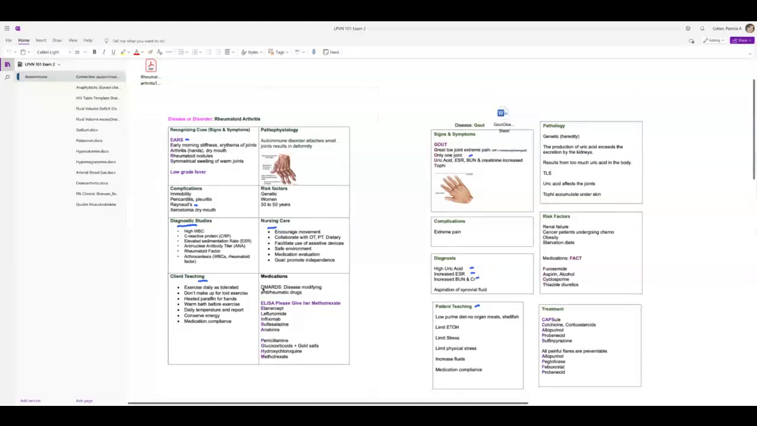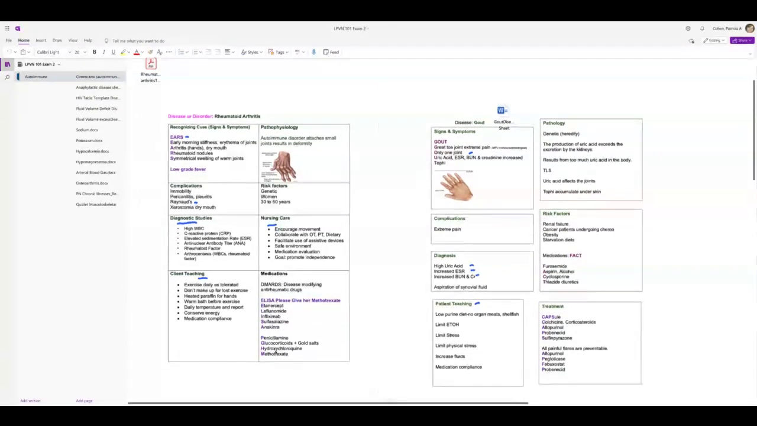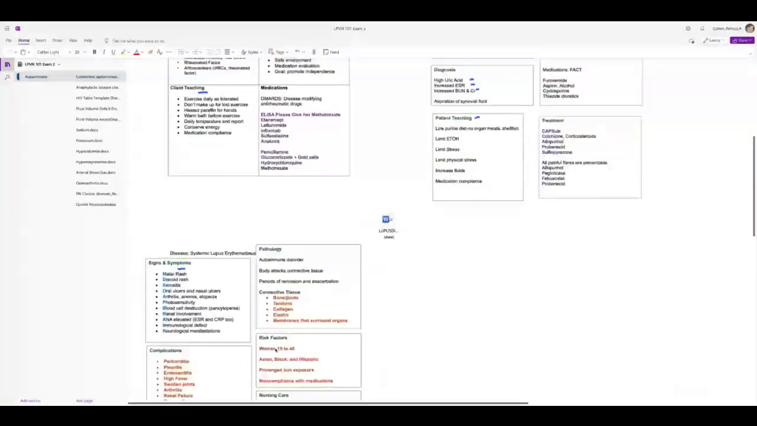Now, I put the meds on here. I don't know if you've had them in pharmacology. Usually I just put the meds on here with a mnemonic or something in case you'd like to use it, okay? Now, let's talk about lupus.